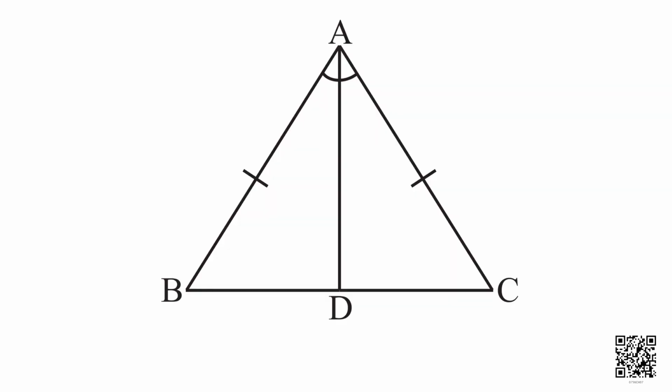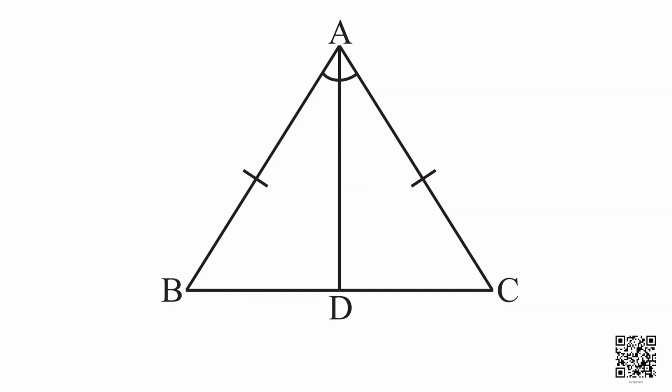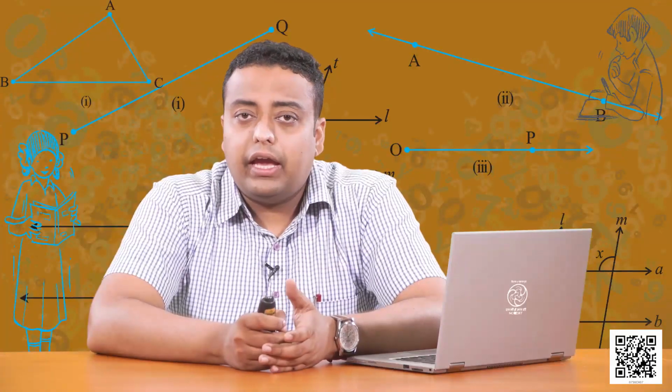Now students, let us see one more example. We have been given that AB is equal to AC and AD is the bisector of angle BAC. So the first question is, we have to state three pairs of equal parts in triangle ADB and ADC. Second question is, is triangle ADB congruent to triangle ADC? We have to give reasons. Third one is, is angle B equal to angle C? We have to give reasons.